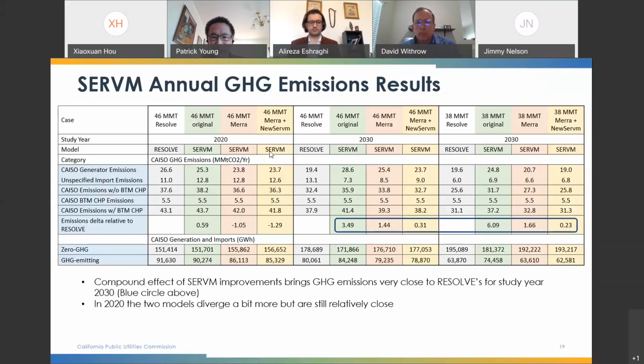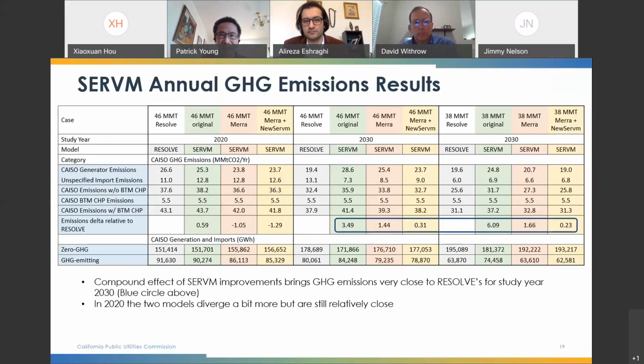In 2020, the changes actually caused a little bit more divergence in GHG emissions between the two models, but we think that the numbers are still relatively close, and we think it's probably because of the more complex mix of resources that are still online in 2020. For example, the coal and steam units.